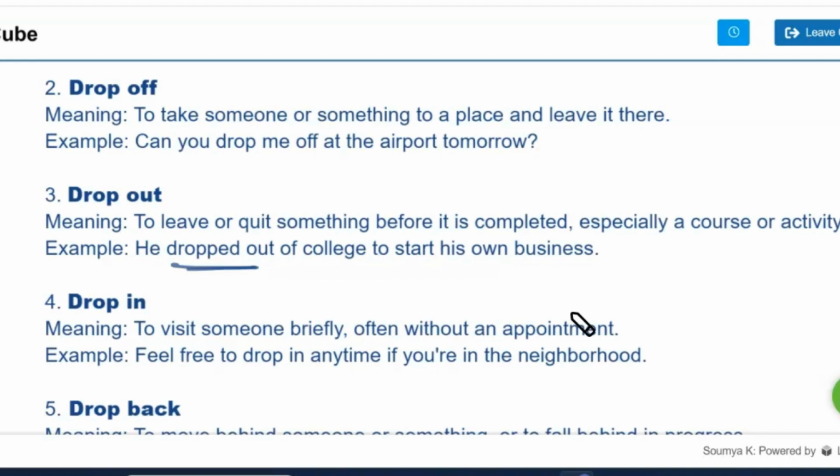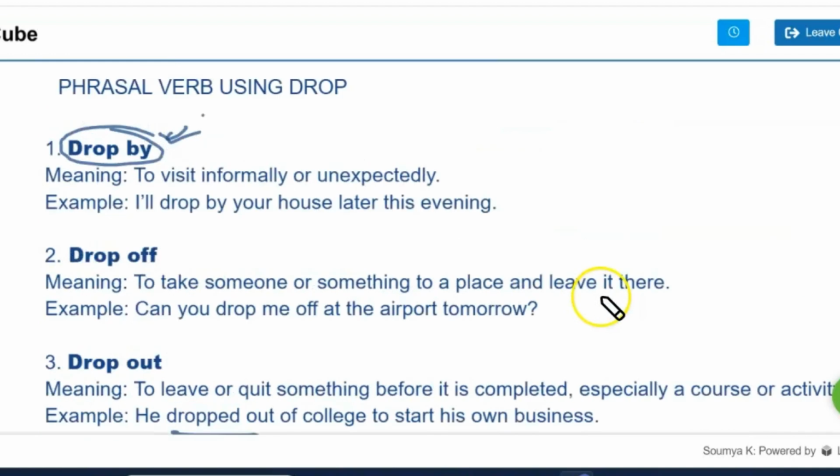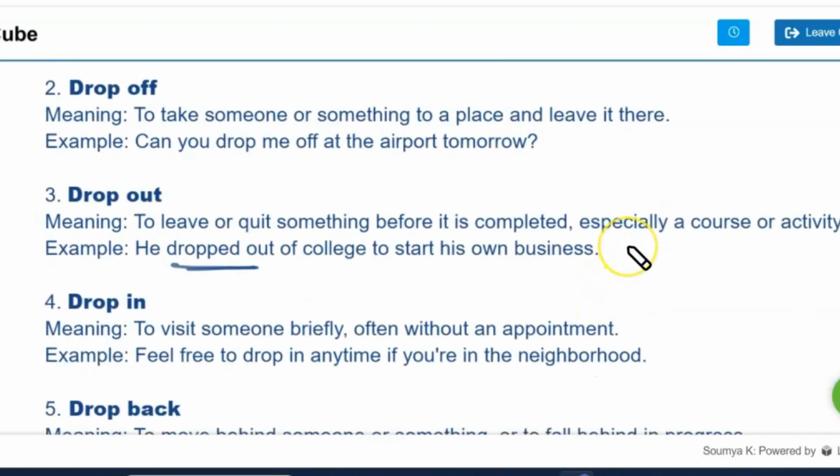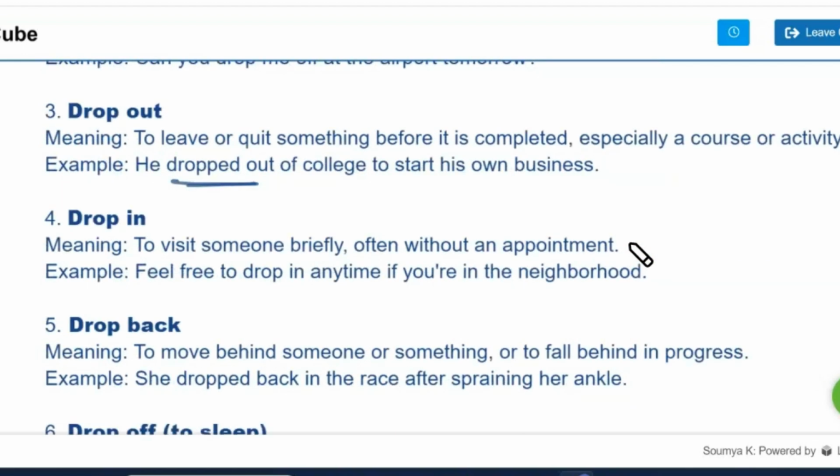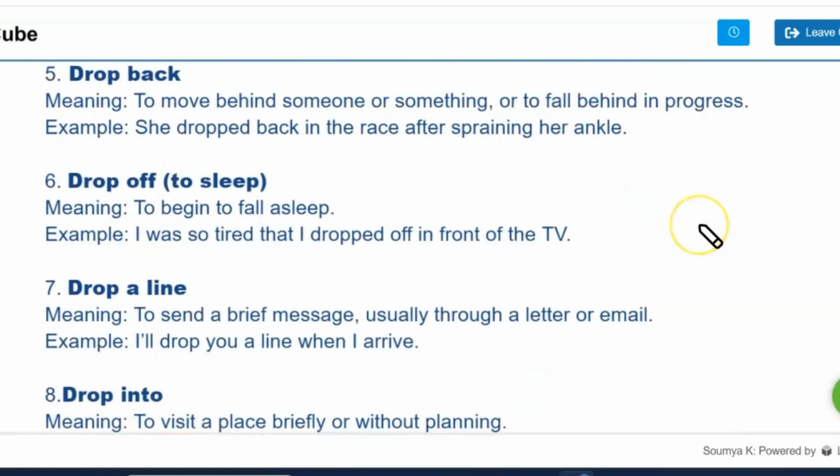Next one is drop in. It means to visit someone briefly, often without an appointment. So we have already seen drop by, which has a similar meaning. And here example would be feel free to drop in anytime if you are in the neighborhood. Next one is drop back. It is to move behind someone or something, or to fall behind in progress. Example is she dropped back in the race after spraining her ankle.